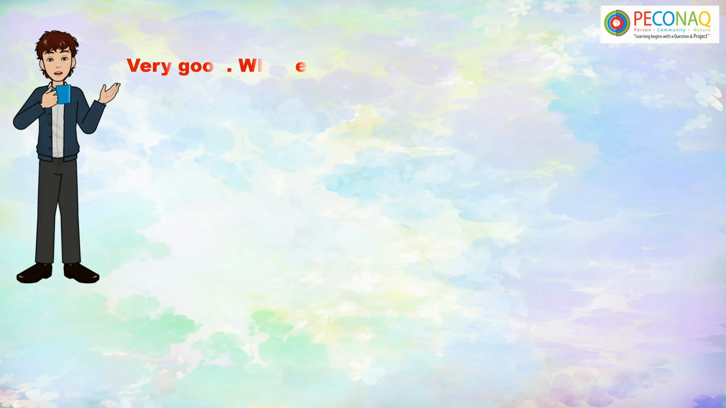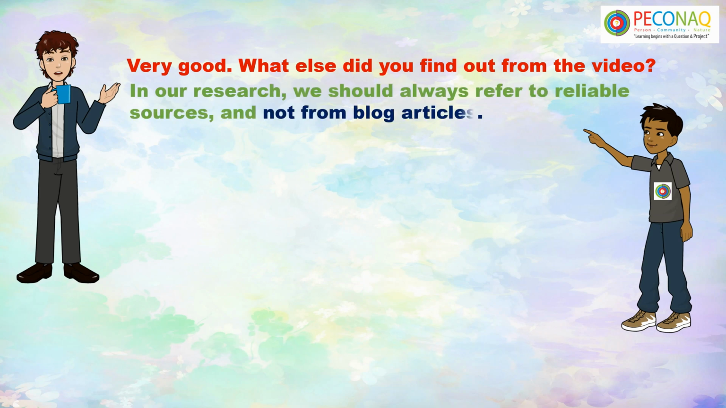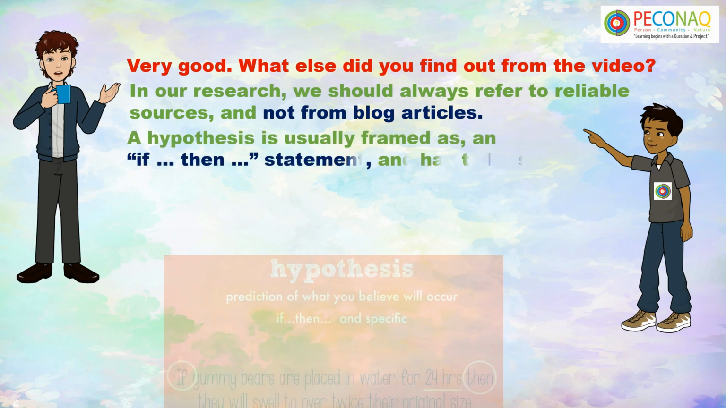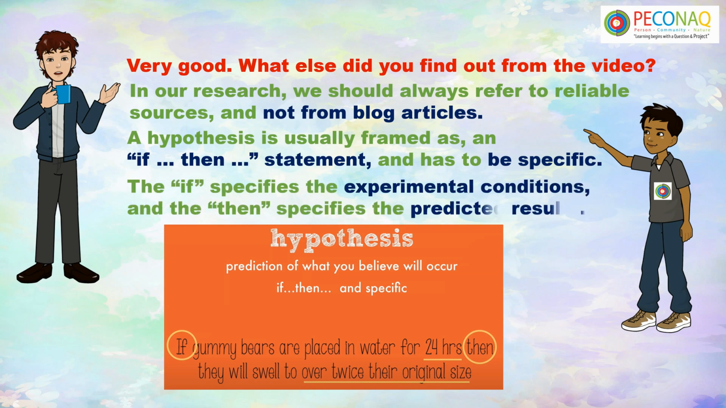Very good. What else did you find out from the video? In our research, we should always refer to reliable sources, and not blog articles. A hypothesis is usually framed as an if and then statement, and has to be specific. The if specifies the experimental conditions, and the then specifies the predicted results.